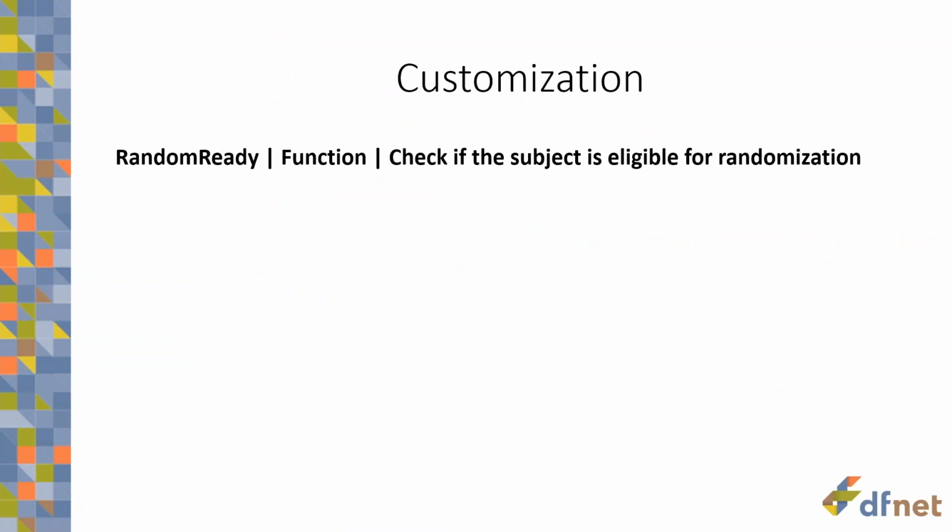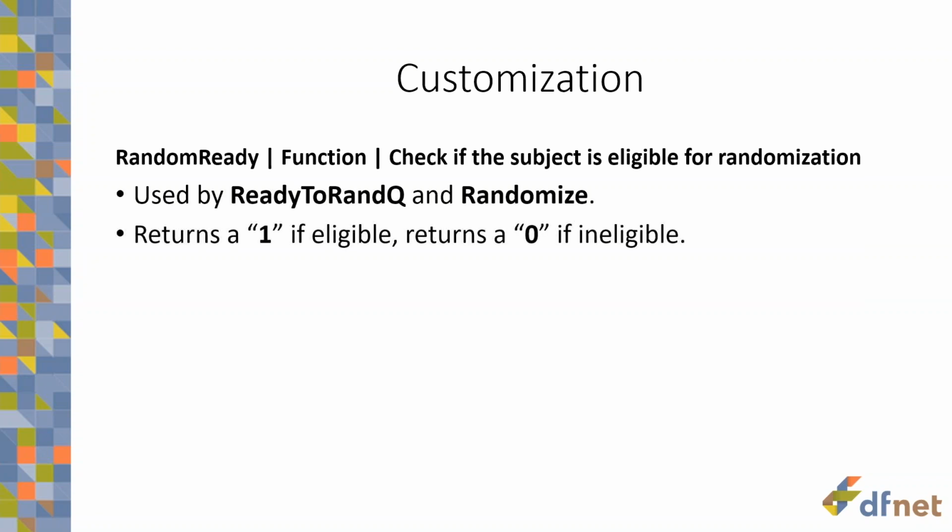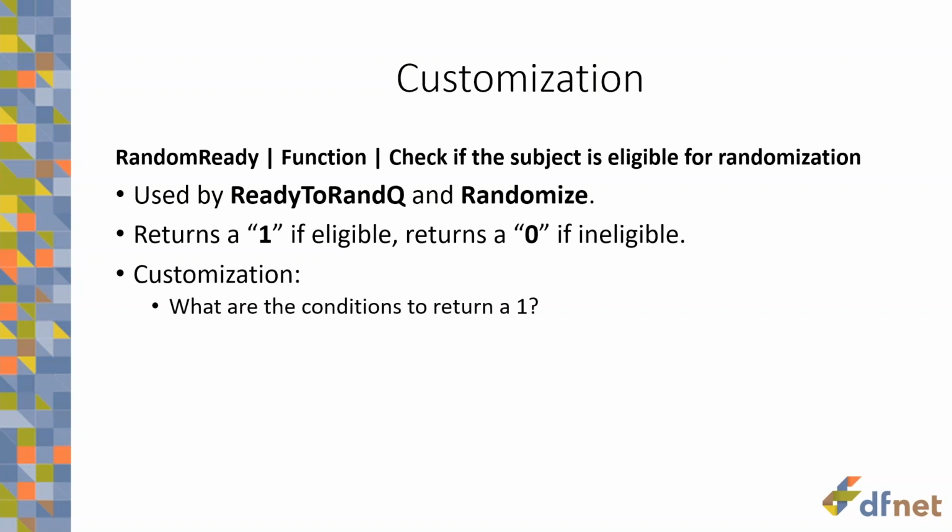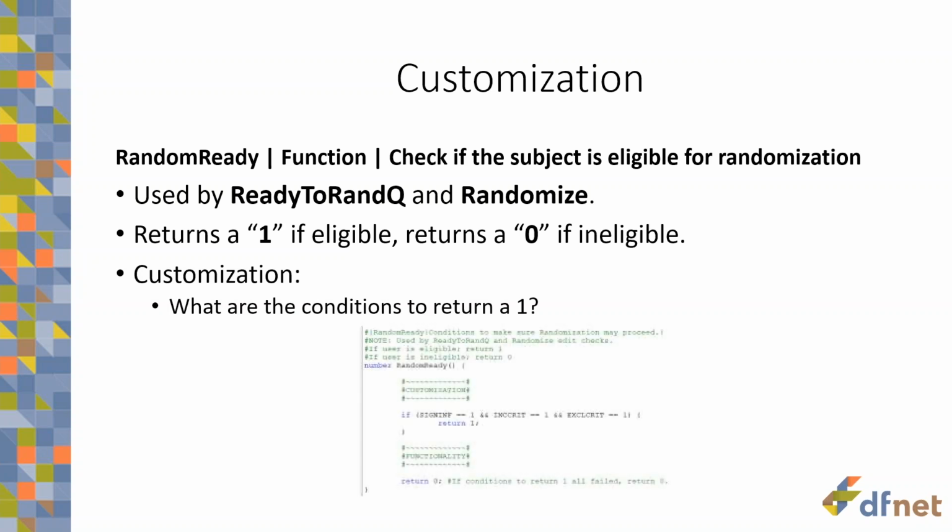The first thing we're going to look at is random ready. So this function, it's a function. It's not an edit check. It is a piece of code that is used by other edit checks, and it is used by ready to ran queue and randomize. It is a function that either returns a 1 or a 0. It returns a 1, indicating that the subject is eligible, or it returns a 0, indicating that the subject is ineligible. So what you get to customize is, well, what are the conditions to return a 1?